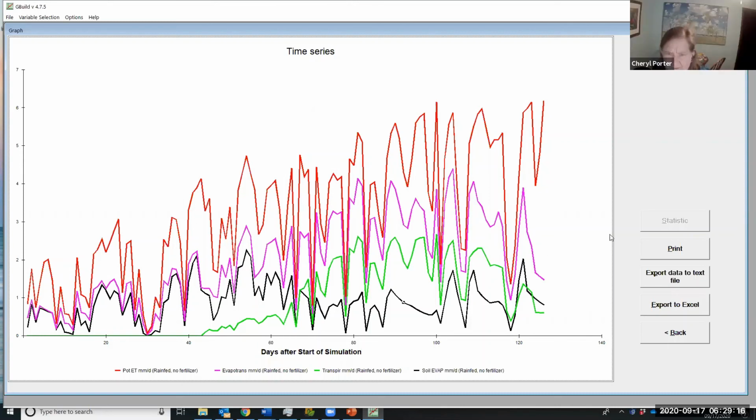The other thing I see here is that the total evapotranspiration is much less here. And that's because of transpiration. The amount of water that the plant is taking out of the soil and emitting to the air is less.